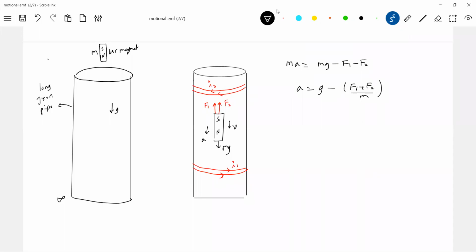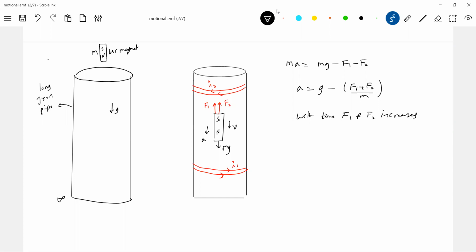With time, what will happen to the bar magnet? Its velocity continuously increases, no? And as the velocity increases, what about the induced current due to rate of change of flux? What is induced current, I2, I1? They are due to rate of change of flux. And the rate of change of flux depends also on the speed of the bar magnet. If the speed of the bar magnet increases, what happens? More rate of change of flux, then more EMF induced, then more induced current. Then if induced current I2 is more, F1, F2 will increase. So with time, F1 and F2 increase.